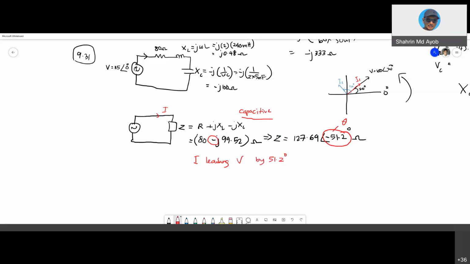If your load is a pure capacitor, the current will always lead the voltage by 90 degrees. But right now, the load is a combination of R and reactance. So it is no longer 90 degrees. It will still lead, but the angle will be reduced. It depends on the values of R and X.